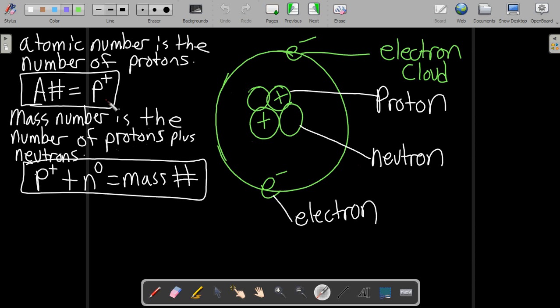Now, the atomic number is the number of protons. So this has 2 protons. So what's the atomic number? Right, it's 2. Protons and neutrons equal the mass number. So if I take the number of protons and the number of neutrons and add that together, that gives me the mass. So I have 1, 2, 3, 4 particles in the nucleus. So my mass number would be 4.